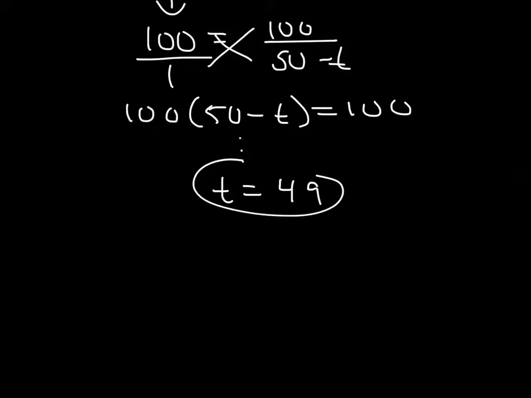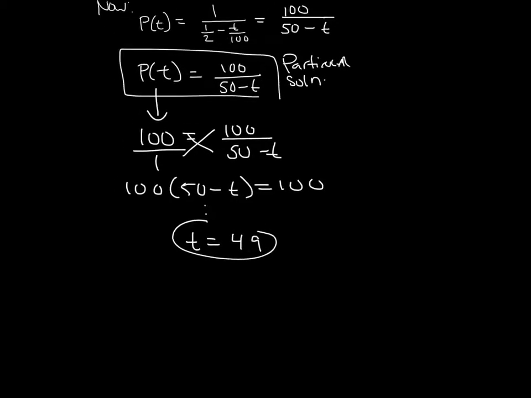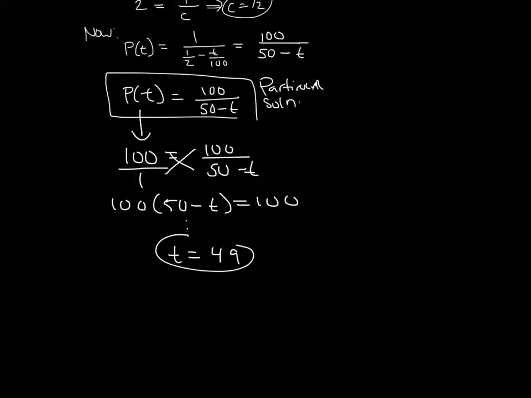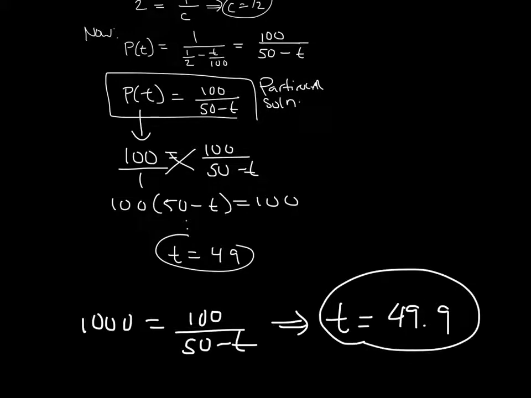to 100 rodents. Okay, well, what happens if you insert 1,000? We want 1,000 rodents. If you actually insert 1,000 in here, you're going to do the same thing: 1,000 equals this expression. I'm just going to go ahead and write my t because this is very easy algebra. When you solve for t, you're actually going to get 49.9. So 49.9 months, so almost 50 years.